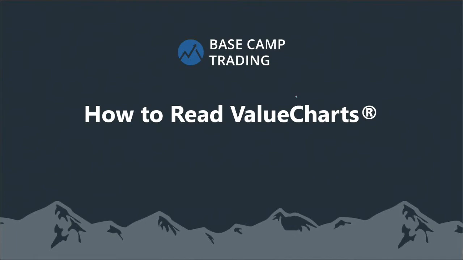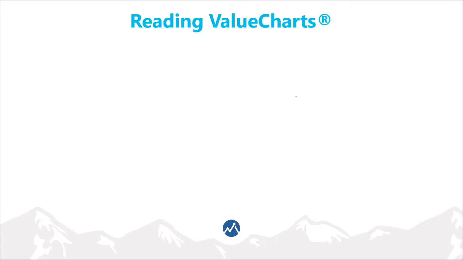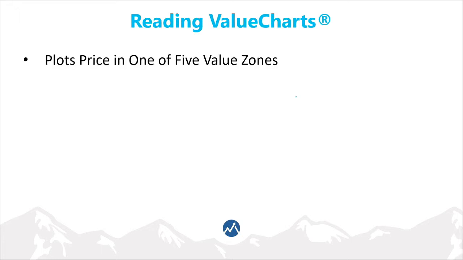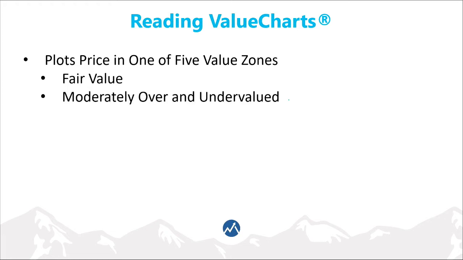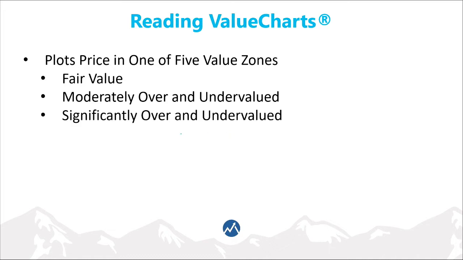Stock market is ripping here. So the value charts indicator is really simple to look at. It plots price in one of 5 color-coded value zones. We have fair value, which is plotted as center green. Then above and below that, we have moderately over and moderately undervalued. That's going to be the upper and lower yellow zone.